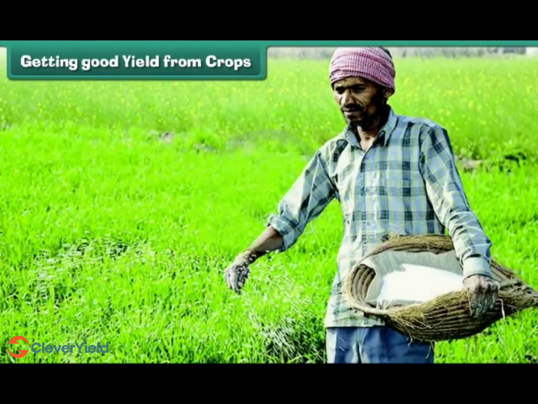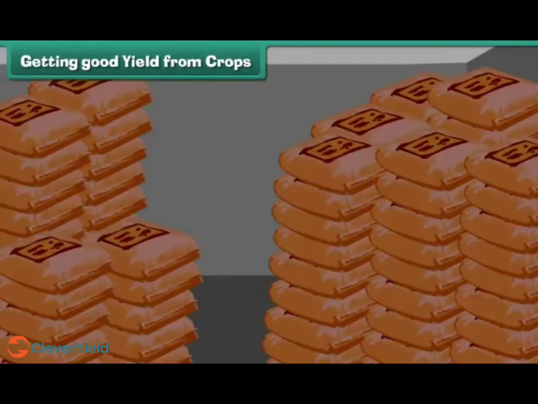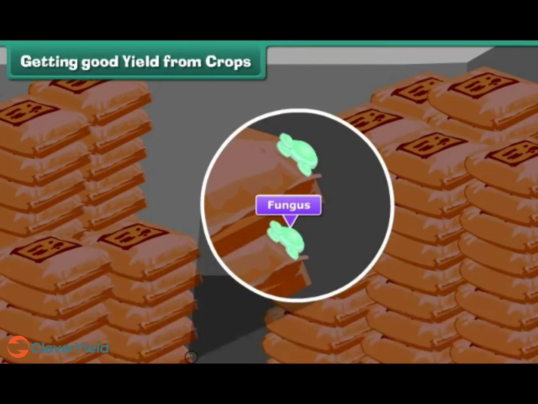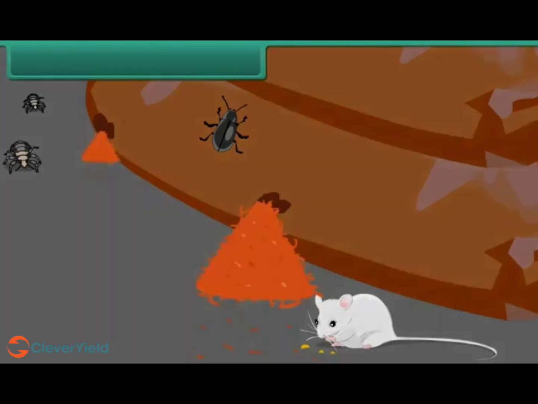Crops should be protected from diseases and harmful insects and animals. Insecticides and pesticides should be sprayed in correct quantities. Crops should be protected from grazing animals. Harvested crops should be stored properly to protect it from moisture. Moisture causes growth of fungi and bacteria. Crops should also be protected from rats, insects, and other animals.